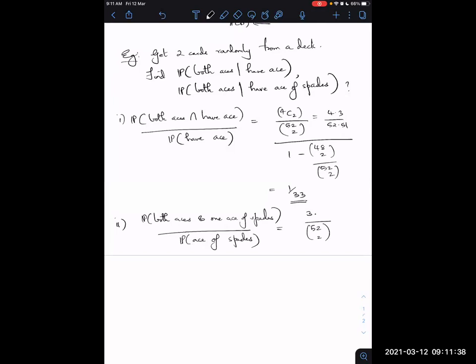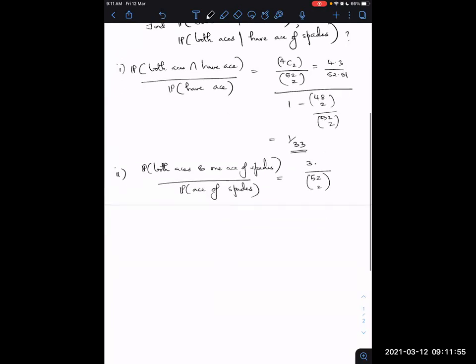Okay. So you're picking two cards. The number of ways you can pick the ace of spades as the first card is just 1. After that, you can pick any of the remaining aces left. So that's 3 choose 1, which is 3, and that will be the numerator. Similar to before, can someone tell me what is the probability of the ace of spades? As a complement, the probability that we don't have an ace of spades.